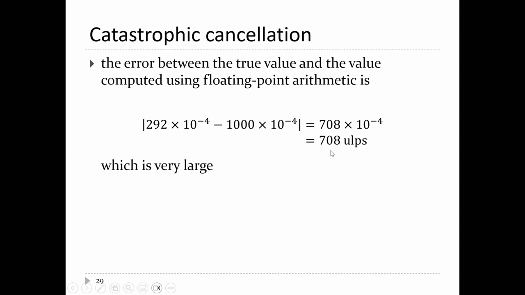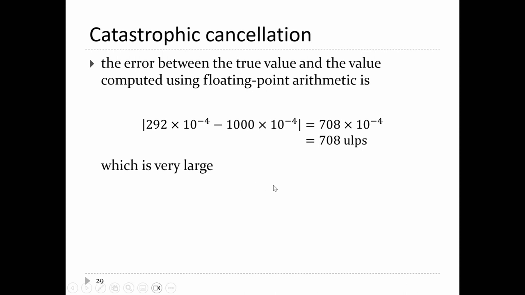But the final result is not, right? It's 708 ulps of error, and that's very large. So when you do subtraction with floating point numbers, there is the possibility, when the numbers have roughly the same magnitude, that you have to be prepared for the fact that the answer that you get may be very far off from the correct answer.